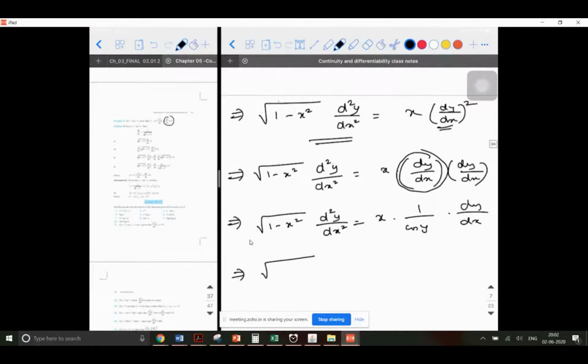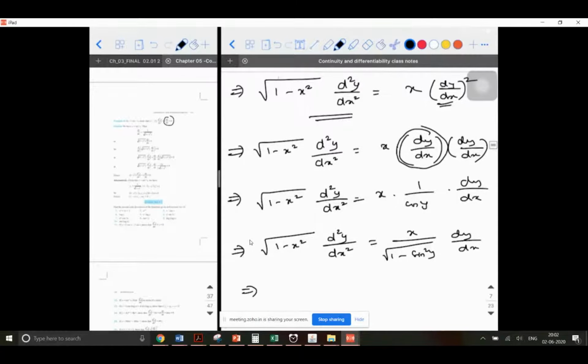So this will be equal to root of 1 minus x square into d square y by dx square is equal to x divided by cos y, which is now going to be root of 1 minus sin square y, into dy by dx. So this one will be nothing but root of 1 minus x square into d square y by dx square is equal to x divided by root of 1 minus x square into dy by dx.